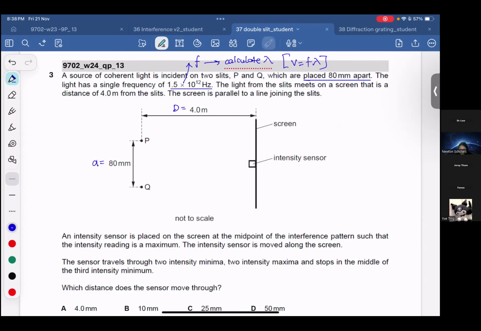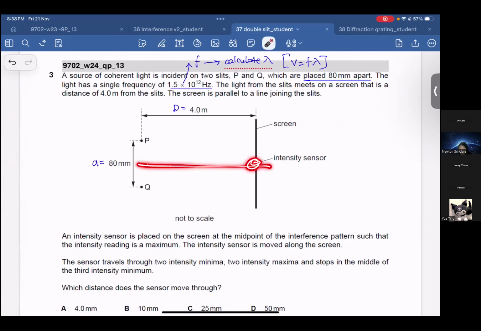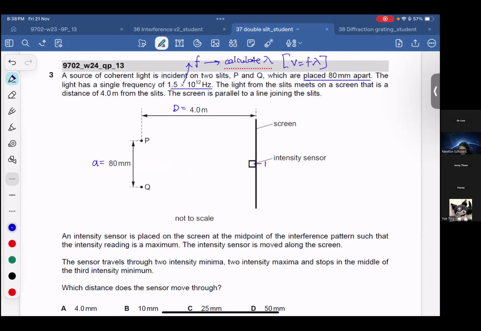The intensity sensor is placed exactly at the center, at the midpoint of the interference pattern, such that the intensity reading is maximum. So starting here is maximum. The intensity sensor is moved along the screen. The sensor travels through two intensity minima and two intensity maxima. Maxima goes to minima, then maxima, then minima. Not yet enough, because one minima, one maxima, one more maxima, two minima, two maxima.